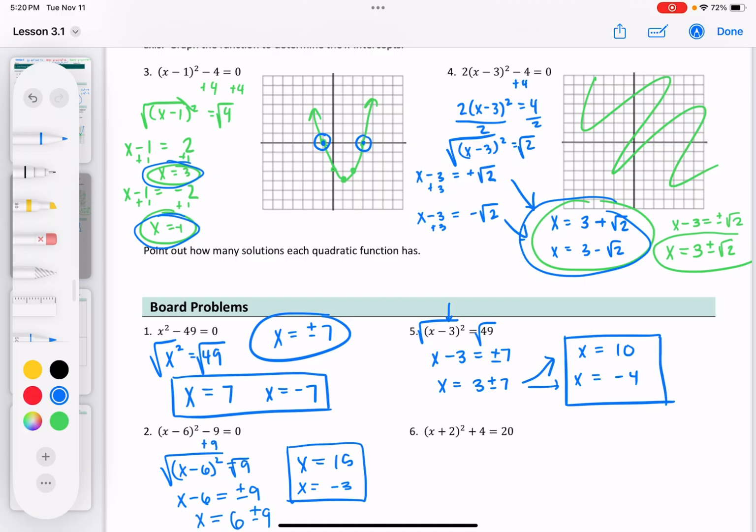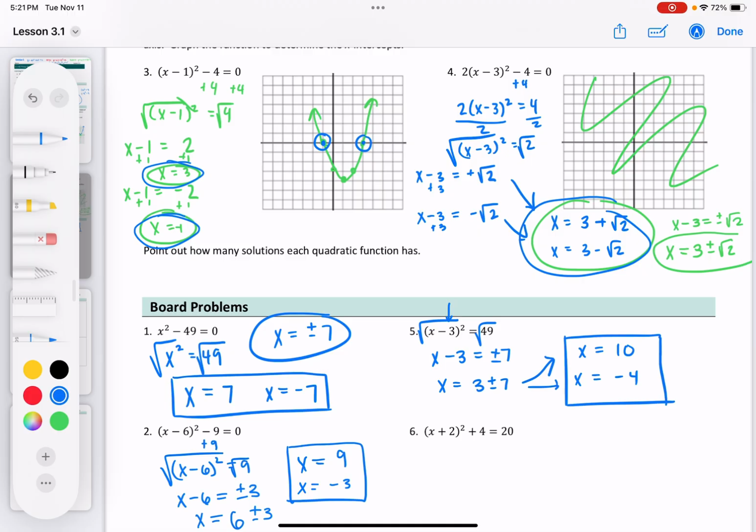Okay, so I made a mistake on that one. This should be a 3 at this point because we did plus or minus 3. Square root of 9 is 3. My bad on that one. Glad I caught it. So that would change these for us. 6 plus 3 is 9. 6 minus 3 is negative 3. Perfect. Okay. So number 6, last one.